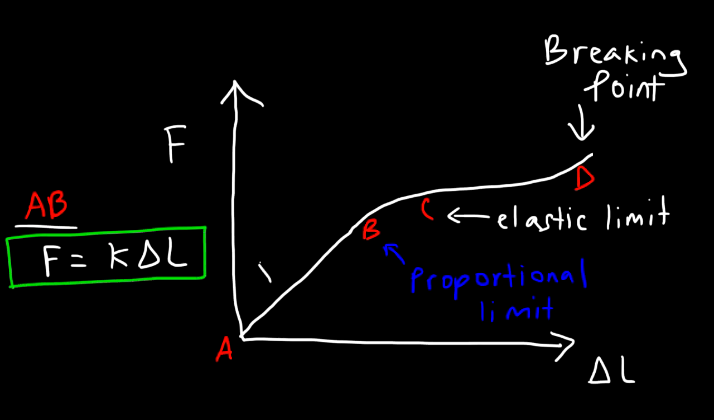Now between points A and C, we have what's known as the elastic region. The elastic region is basically the region where the material is elastic. If you remove the external force, the object will return to its natural length. It won't be deformed. It's going to regain its original shape. Once you pass point C, the elastic limit, you enter a different region known as the plastic region.